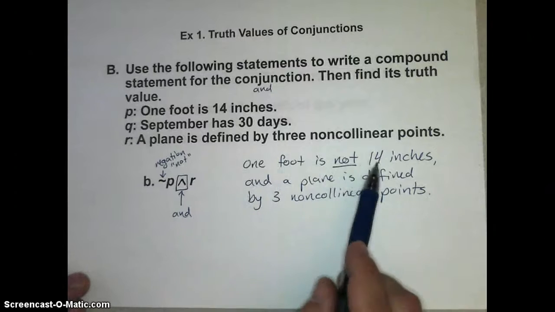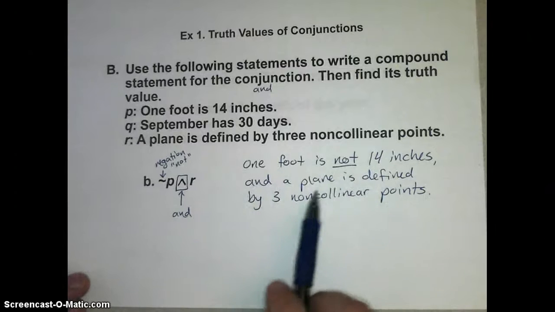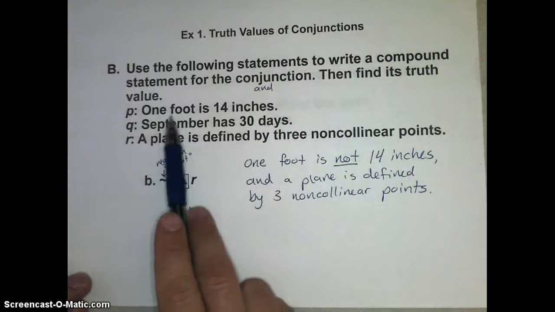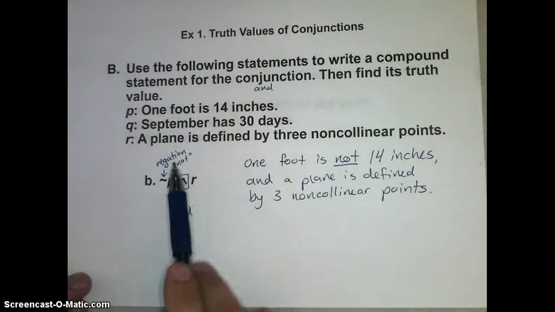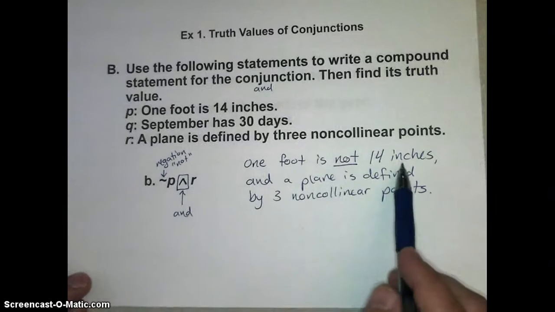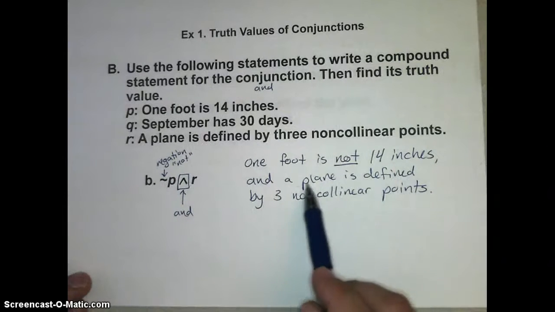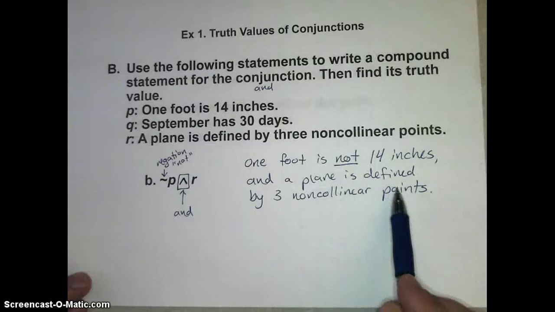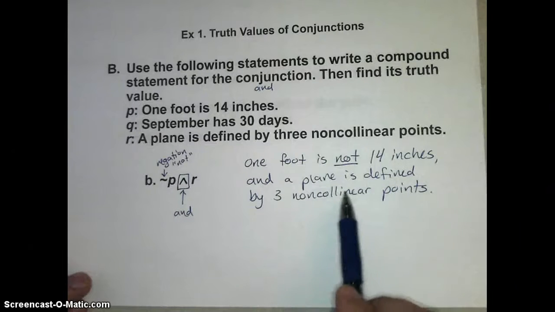1 foot is not 14 inches, and a plane is defined by 3 non-collinear points. Now remember, we already said earlier that P, as it's written here, is false, so the negation of P has to be true. So we know 1 foot is not 14 inches is true. And our second statement, R, a plane is defined by 3 non-collinear points, that is true.